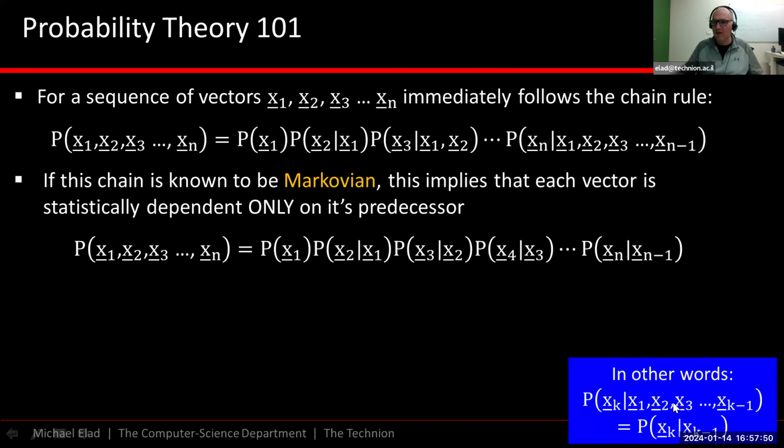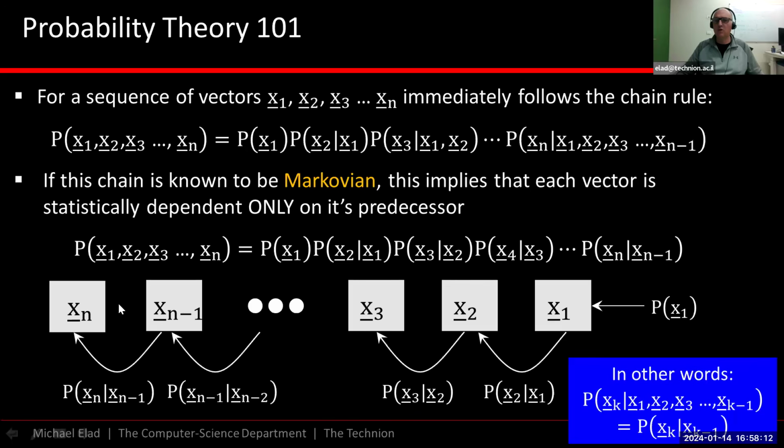Or if you like, this is the general formula. P of xk given the rest is always equal to P of xk given xk minus 1. Just tell me the previous vector and you told me everything there is to know. Why is this important? Because in diffusion models, we will lean heavily on Markovian chains in those iterative processes that we will be developing.